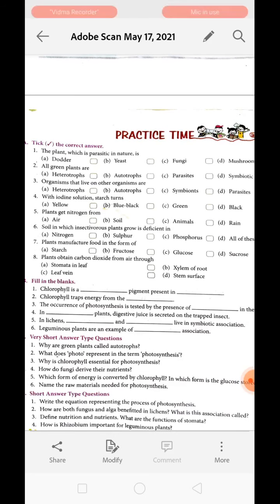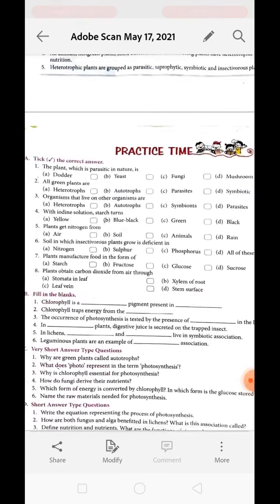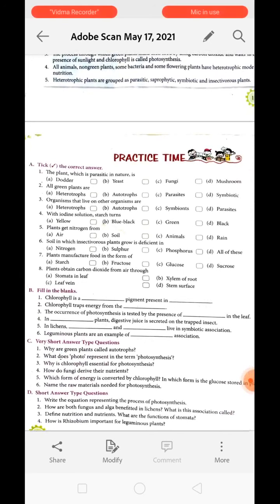Now third question, organisms that live on other organisms are parasites. So option D is your answer for the third question. Now question number 4, with iodine solution, starch turns blue-black. The answer is B. Now fifth question, plants get nitrogen from soil. The answer is B.